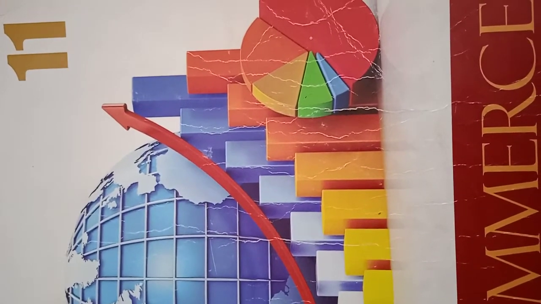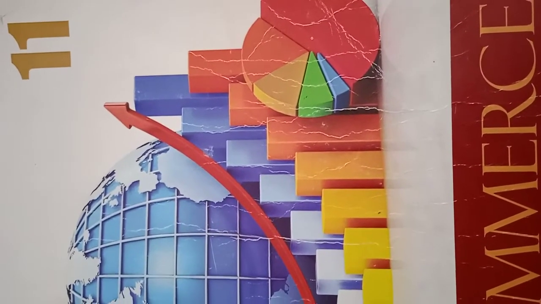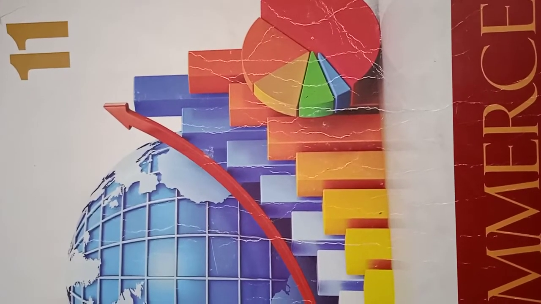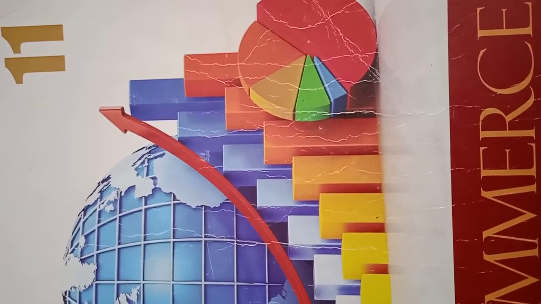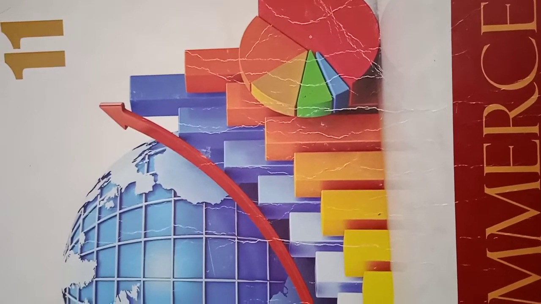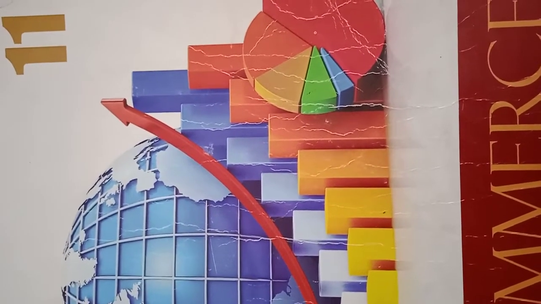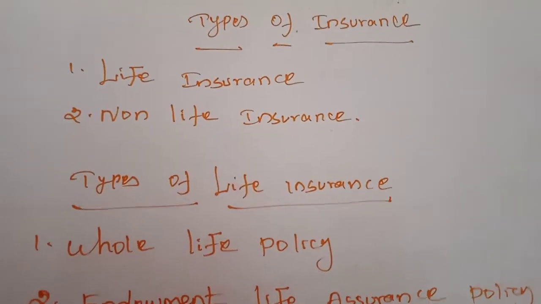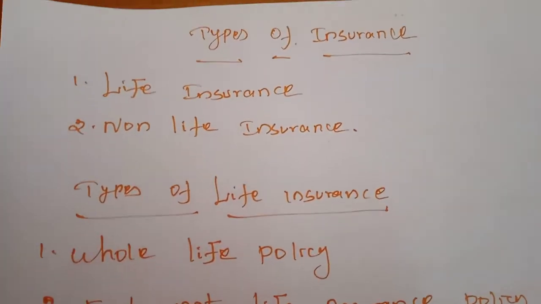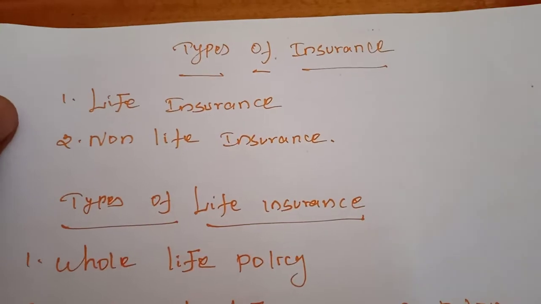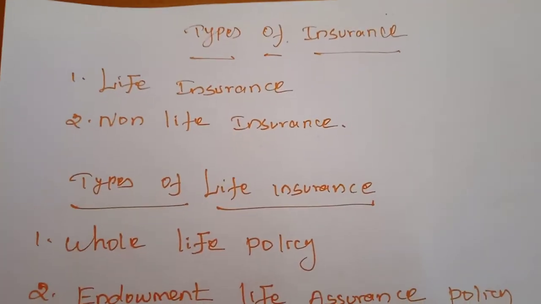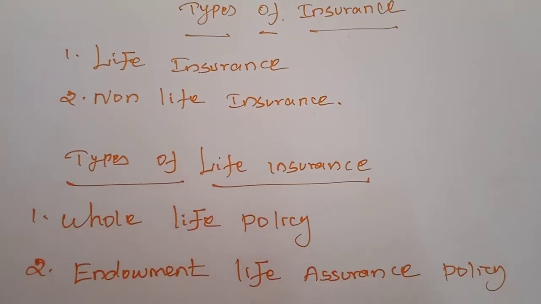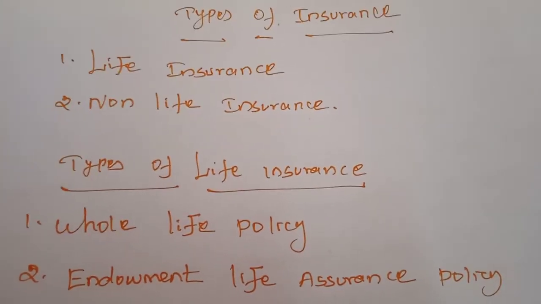Yesterday, we studied the types of insurance. Today, we will first recall what we studied yesterday, and then go to the next concept. Yesterday, we studied the types of insurance, which are broadly classified into two types: life insurance and non-life insurance.